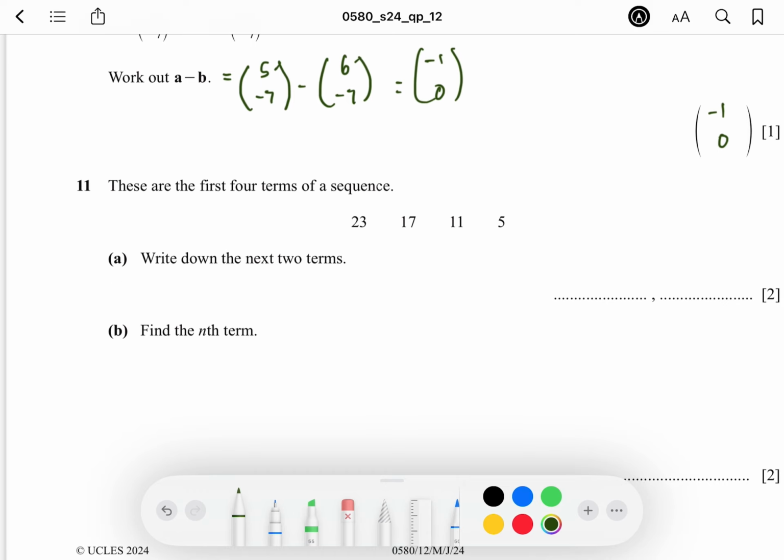Okay, this one. These are the first 4 terms of a sequence. 23, 17, 11, 5. Write down the next 2 terms. The next 2 terms. Lapasan ni berapa? Minus 6. So you would find first apa common difference-nya sini. So actually is minus 6, minus 6, minus 6. So artinya 5 minus 6, negative 1. Then negative 1 minus 6, negative 7. 2 markah. As easy as that.